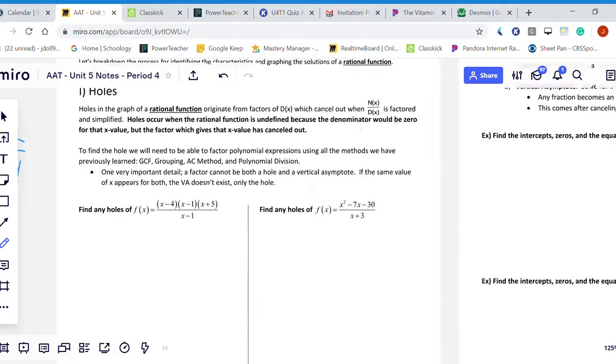Well, the same thing can happen in our rational functions, but instead of the factors just being a monomial or a constant, they're going to be possibly binomials as well. So let's take a look here. Finding the hole starts with looking if there are any factors in the numerator and denominator that will cancel. What that's going to do is give me the ability to find the x-coordinate of my hole. Once I have the x-coordinate of my hole, I can substitute that back into the function to find the y-coordinate and give me my ordered pair.